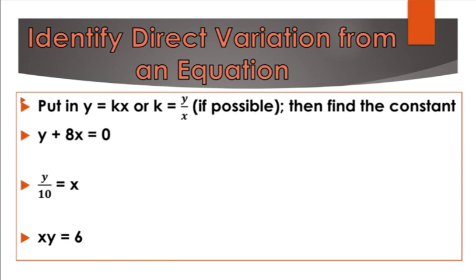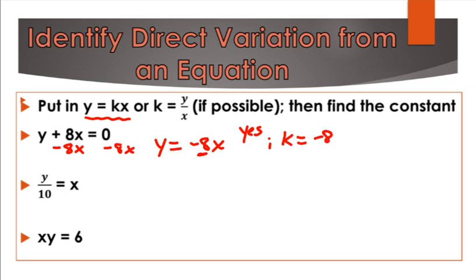So we want to identify if it's in direct variation format. This first one, y plus 8x, we want to determine if that's direct variation, so I'm going to solve for y. I'm going to subtract 8x on both sides, and I have y equals negative 8 times x. That is in this format, y equals kx. So yes, this is direct variation. And then I have to find the constant. The constant equals negative 8.